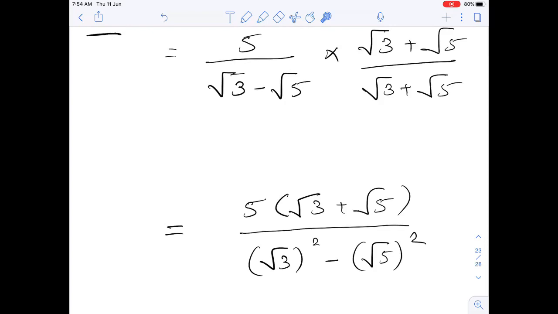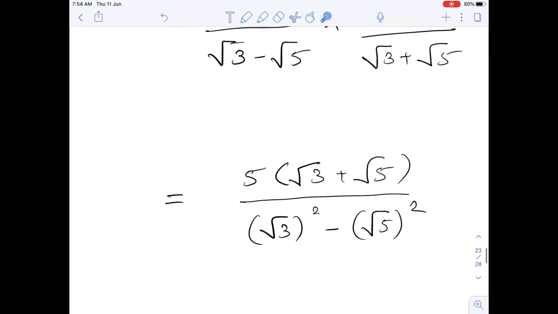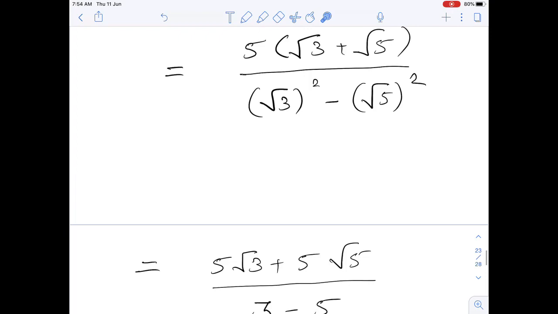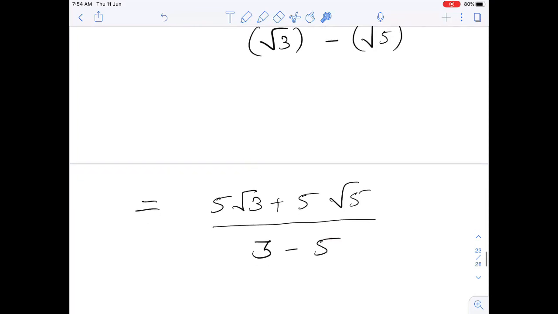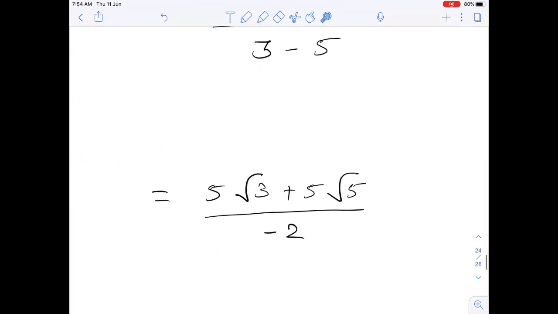Now this 5 will first multiply to root 3 and then to root 5, so you get 5 root 3 plus 5 root 5. Now root 3 square means 3 and root 5 square means 5, so we have written here 3 minus 5. No need to make any changes in this numerator, but we can make a change in this denominator. So 3 minus 5 is minus 2, and the final answer will be 5 root 3 plus 5 root 5 upon minus 2. So we have rationalized the denominator.